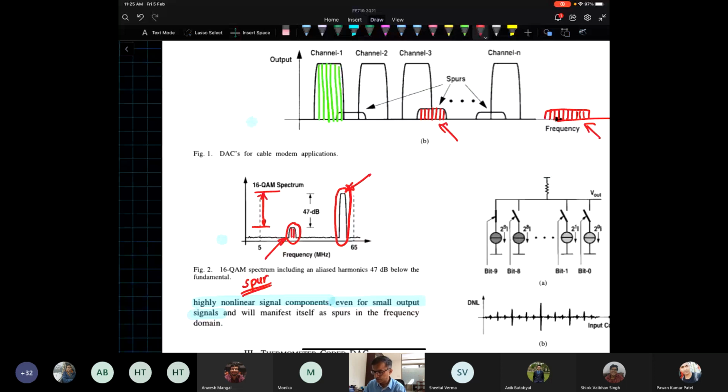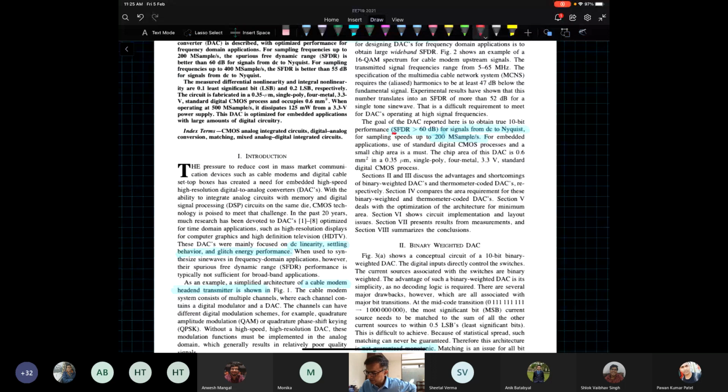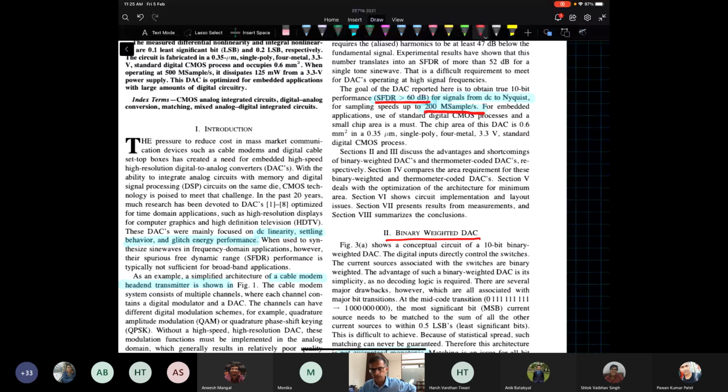All right. So what did they do to do this design? They wanted to design something with 50 dB SFDR. If you read here, you will see they wanted an SFDR of 60 dB, for example, and they had a certain sample rate, which is 200 mega samples per second. That's what they wanted. And so how did they do it? First they started with analyzing a binary weighted DAC. And this is pretty much what we discussed last time.